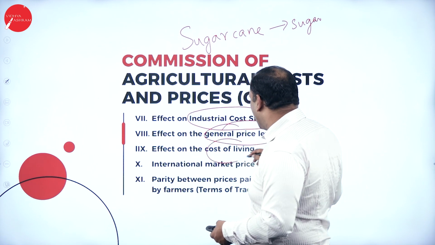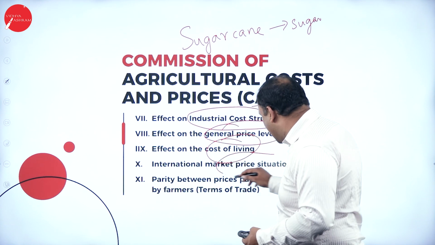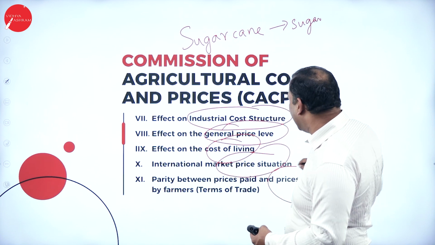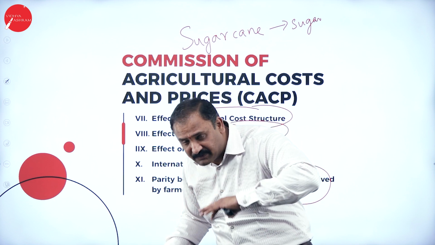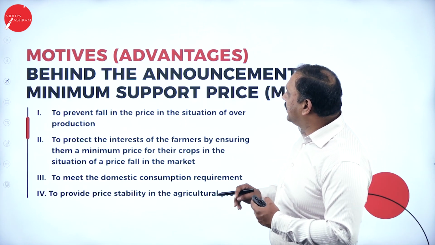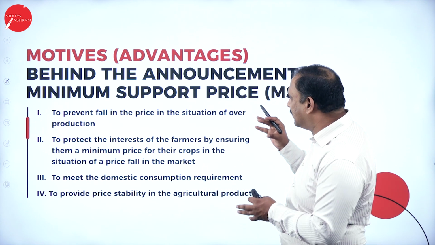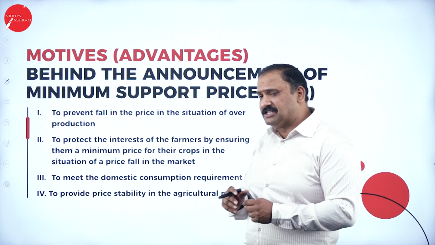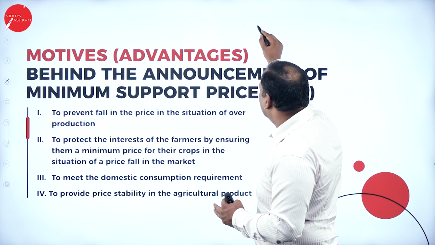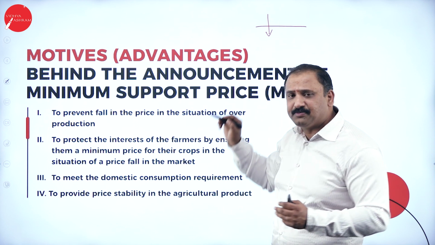So that's why I would always say that the cost of living also matters to us. The international market price situations also come into the picture. The parity between the prices paid and the prices received will also matter, as we are talking about today. Followed by, we are also worried about the motives and advantages. That's what we are talking about in terms of the minimum support price. What is the minimum support price? If I have to tell you exactly, this is like a price floor. We don't allow the price to fall below this particular level.